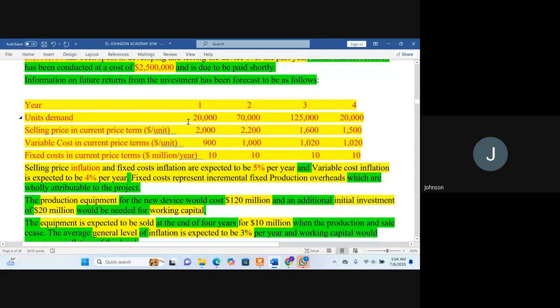Then we also talk about variable cost in the current price term. You see that they say the variable cost is in the current price term. What does it mean? Somebody should unmute. They also say fixed cost in current price term. What does it mean also? When they say something is in the current price term, let me test us. Who can give me the answer?